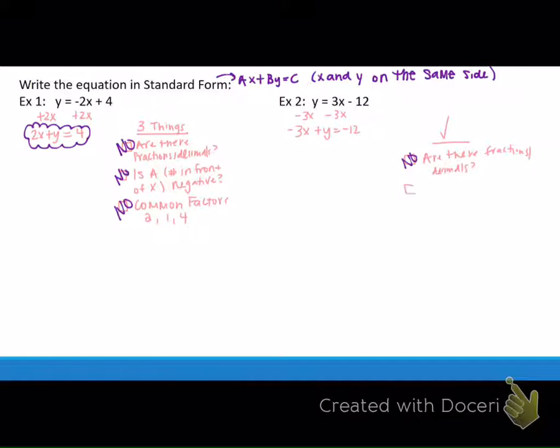Is A negative? Yes. How could we make it not negative? Kaylee? Divide by negative 1. Divide every piece by negative 1.